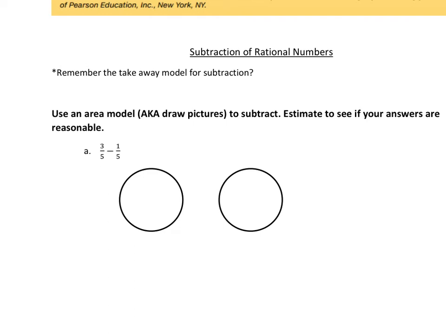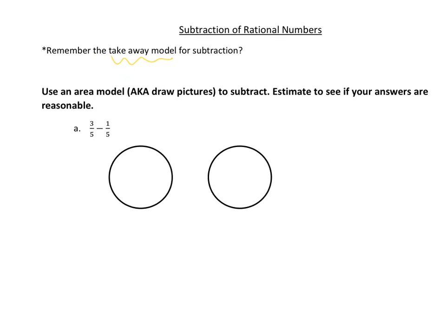Okay, so we talked about addition being the combining and adding together. Now we're looking at subtraction, which has a few different ways to look at it. We're looking at that takeaway model for subtraction. And so if we start, we're looking at these fractions right here, 3/5 minus 1/5. I want to give you a little bit of time to try these first. So pause it and then come back.